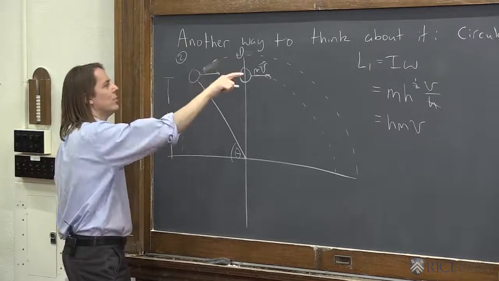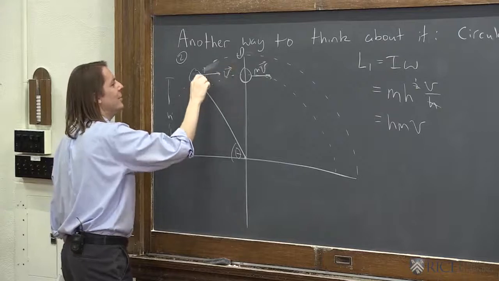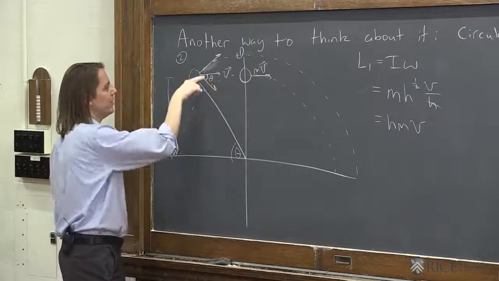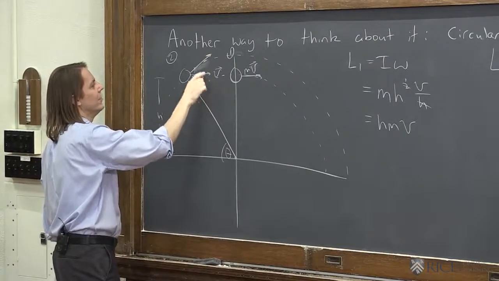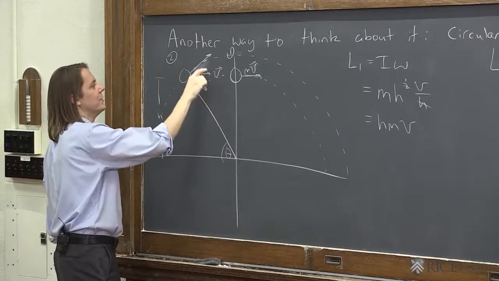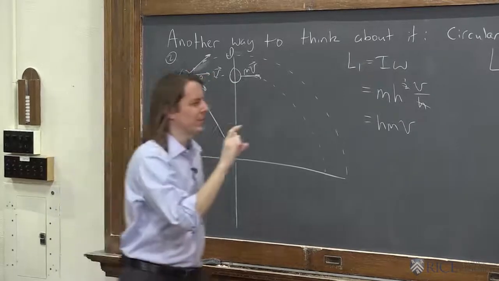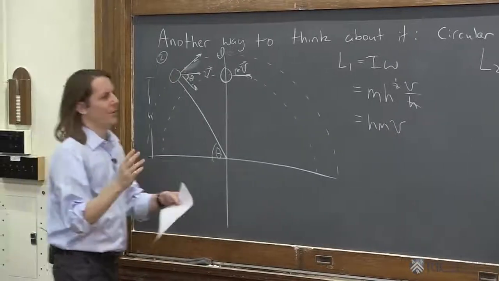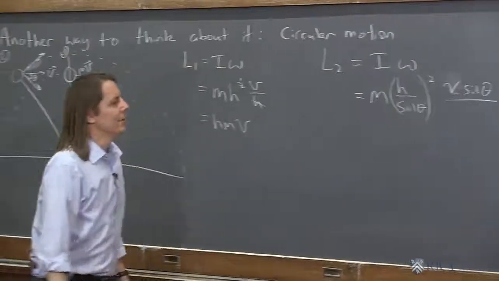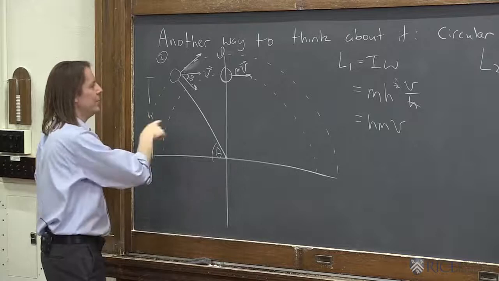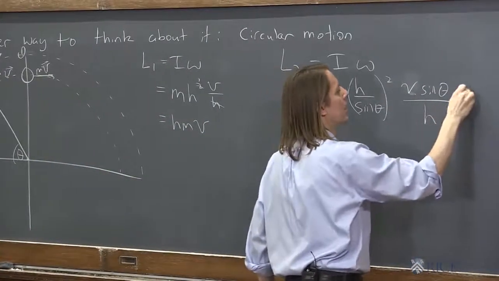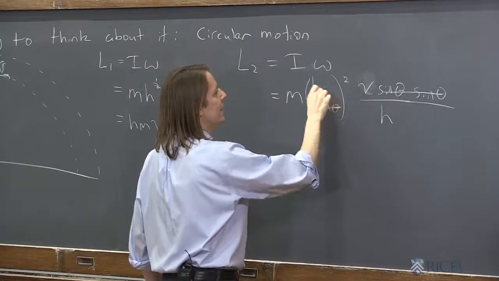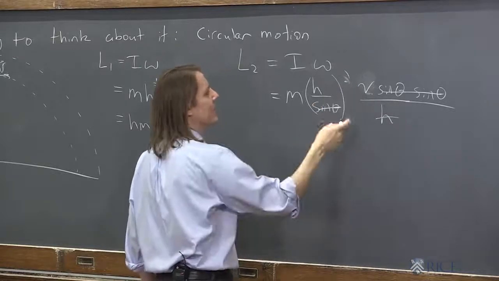Now omega is the velocity over the radius. The velocity, though, is the velocity going along the circle. So we actually have to break this v up into a component going along the circle and perpendicular to the circle. I drew that a little too large. So this would be theta also. So the sine of that would be this component. The cosine would be the radial version. We want the tangential version, the sine. So the velocity is v sine theta. And then the radius was h over sine theta, just like it was here, but it goes in the bottom. Okay, and then we see these sine thetas cancel, and this h cancels one of these h's, and we just have hmv.